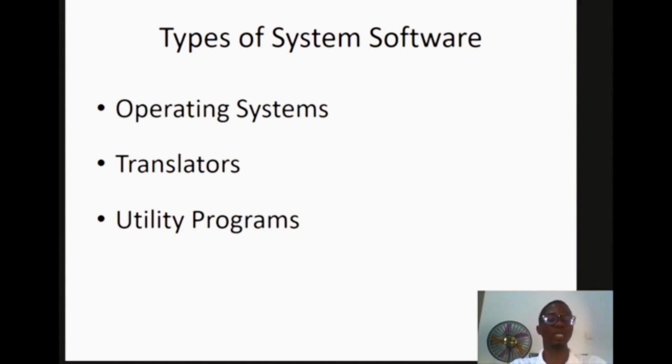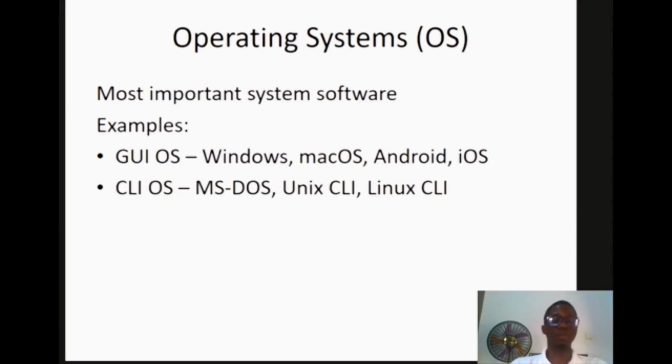Then we have another type, we have the translator, we have the utility program. So let's see their definition. So what is the operating system? It is the most important system software, just like I stated earlier. And the example, we have GUI OS. OS is operating system. GUI stands for graphical user interface. So it actually helps you to interact with the system easily because of the features there. Actually helps you to interact well.